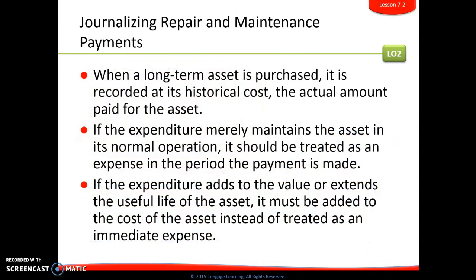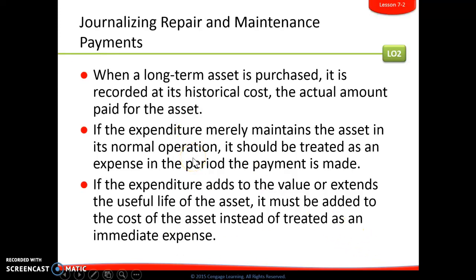Journalizing repair and maintenance payments. When a long-term asset is purchased, it's recorded at its historical cost, the actual amount that's paid for the asset. If the expenditure merely maintains the asset in its normal operation, it should be treated as an expense in the period the payment is made. If the expenditure adds to the value or extends the useful life of the asset, it must be added to the cost of the asset instead of treated as an immediate expense.